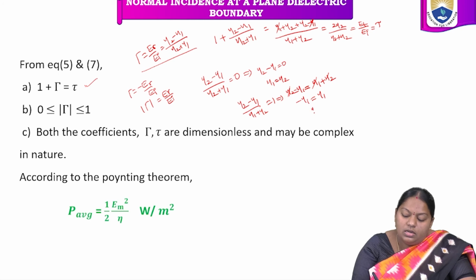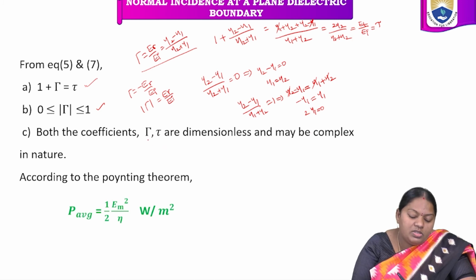From that, eta 1 is equal to 2 eta 1 is equal to 0. Now from that, eta 1 is equal to 0. So depending upon this, the range of the reflection coefficient gamma is given by 0 to 1. And both the coefficients tau and gamma are dimensionless and may be complex in nature.